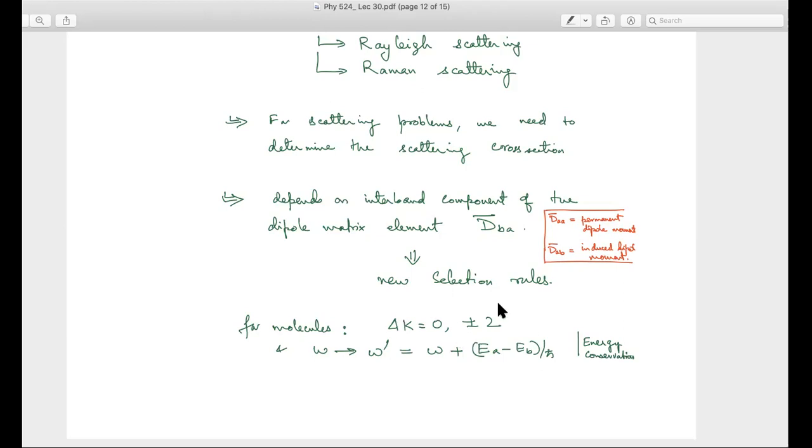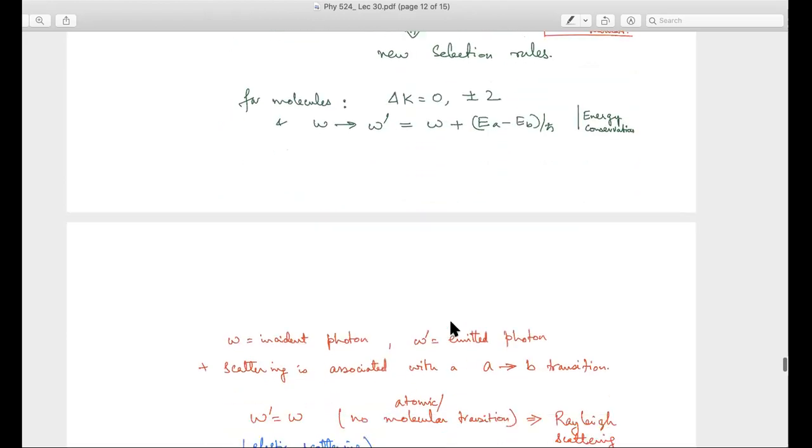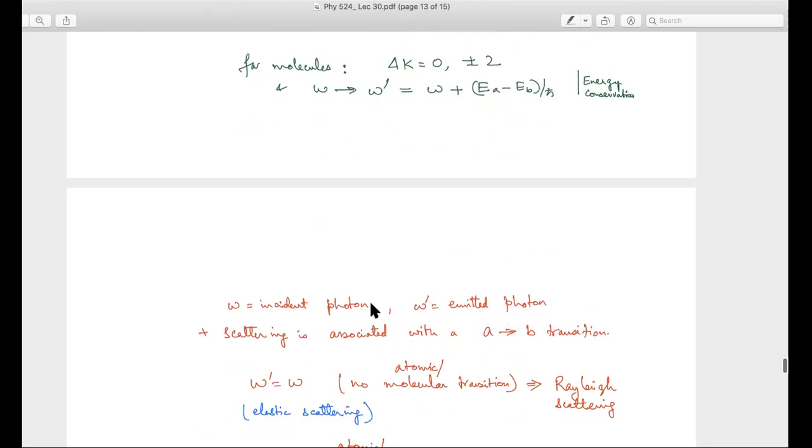So the total delta K has to be in multiples of either 2 or it can be 0 also. So that's the broad way of seeing this quickly. Okay. And then I have this energy conservation principle that if ħω is the energy of the emitted photon, and in the scattering states I go from A to, let's say, B, then ħω' plus EB, the final state energy, has to equal the initial state energy, ħω plus EA, basically. Okay. So that's another rule that I have to follow.